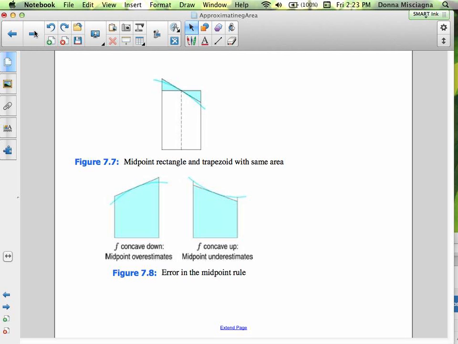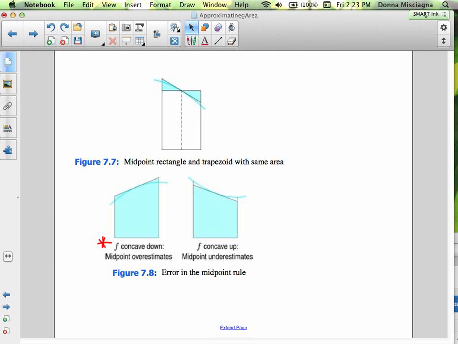How you can determine overestimating for the midpoint: make sure this is in your notes somewhere. If the function is concave down, then the midpoint overestimates. The concavity didn't matter for the right and the left, but it matters for the midpoint. If it's concave down, the midpoint's going to overestimate. If it's concave up, the midpoint's going to underestimate. So there's the error in the midpoint rule, but it is less error than in the left and right Riemann sums.